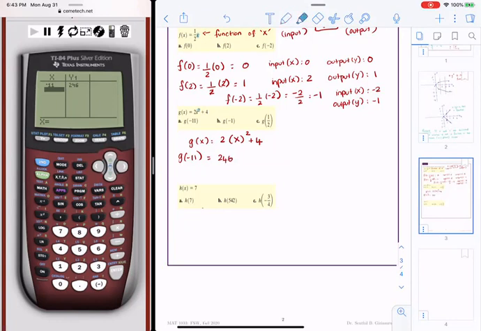The next value of x is negative 1, so I'm going to plug in negative 1. The y value, or the output value for g, is positive 6. In the last case, it is 1/2. So if I plug in 1/2, I end up getting 4.5. And that is the same as 9/2.